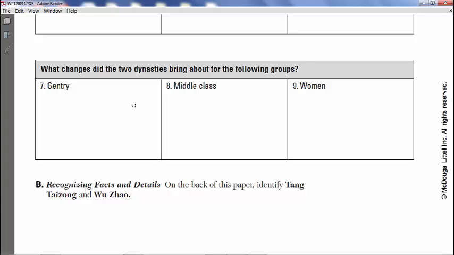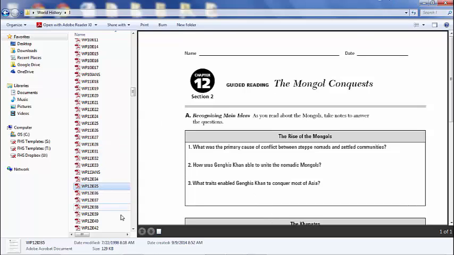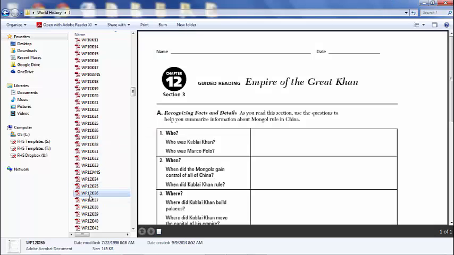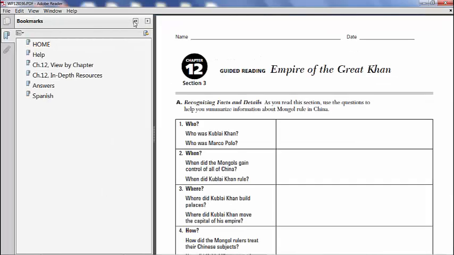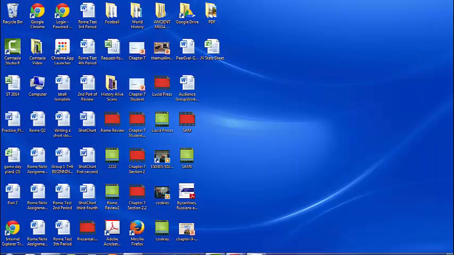All right, next worksheet. And hang on. You know what? Excuse me. This is not the next one yet, but we'll be there in a second.